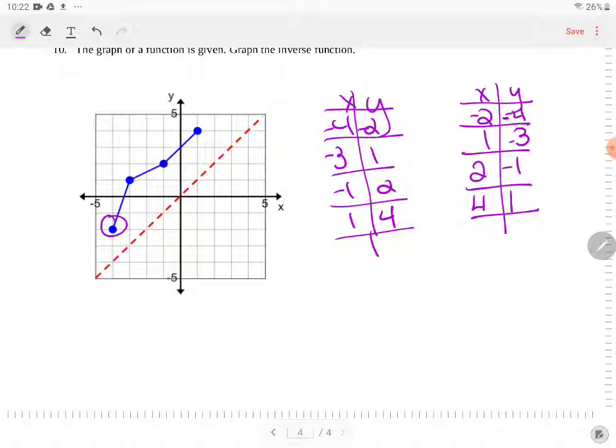So -2, -4 is right here. 1, -3 is here. 2, -1 is here. And 4, 1 is here. And you can see that it mirrors across that line, y equals x.